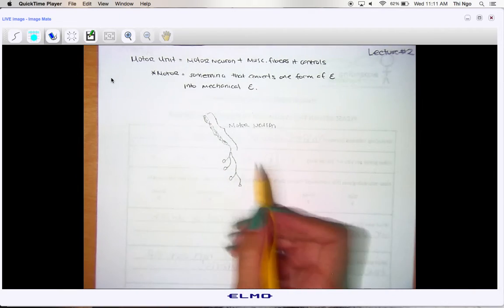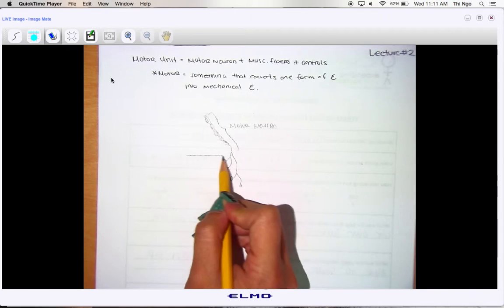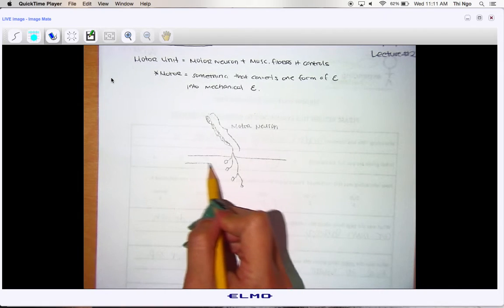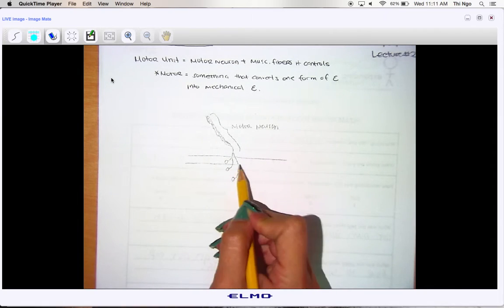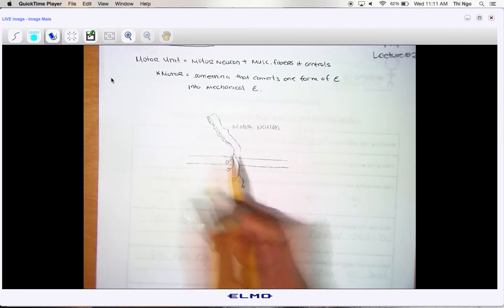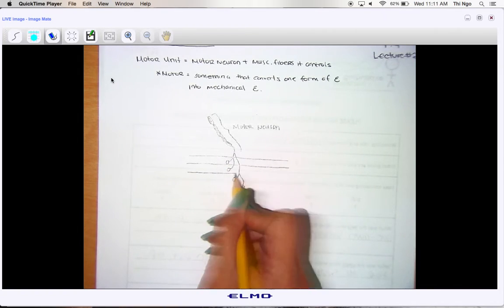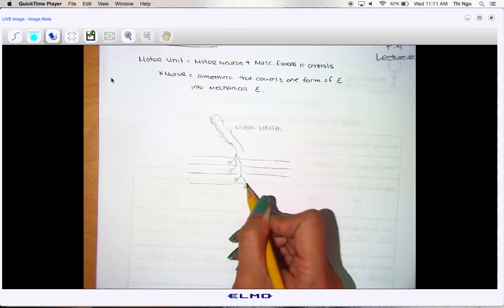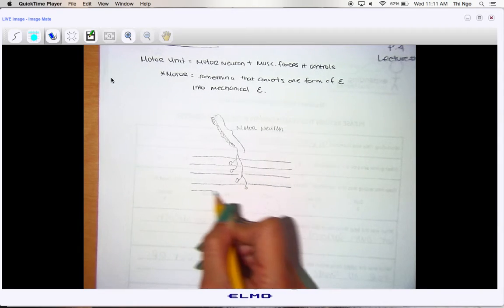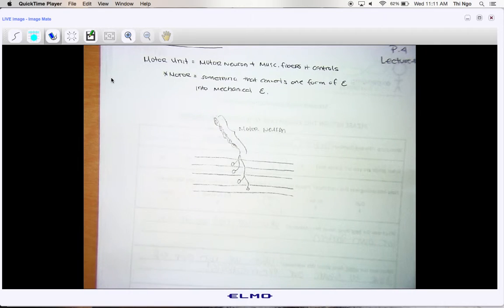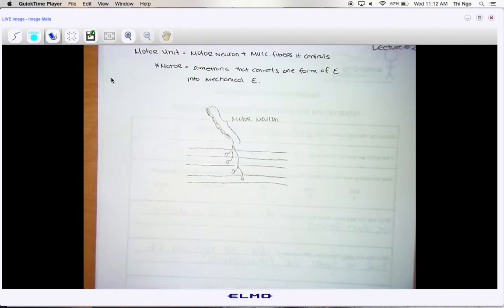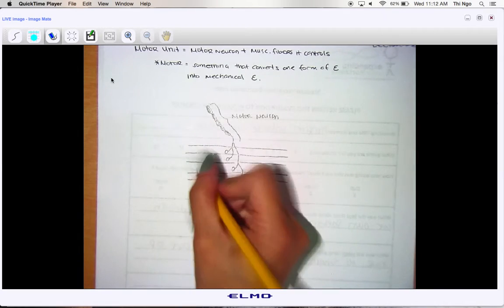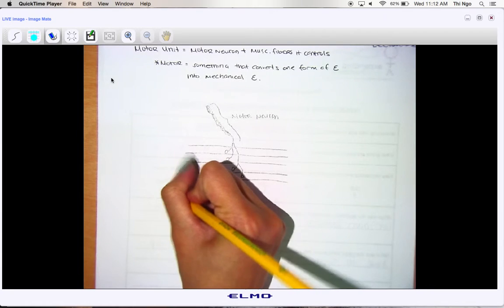So each one of these little things here at the end of the motor neuron is connected to a muscle fiber. So I'm going to draw a muscle fiber connected to this little extension here, and then we're going to draw another fiber here. And a muscle fiber is just another word for muscle cell. Kind of looks like music notes. So each one of these is a muscle cell or muscle fiber.